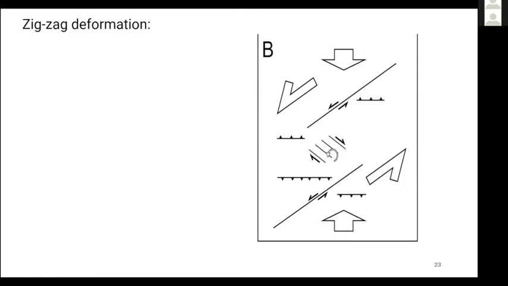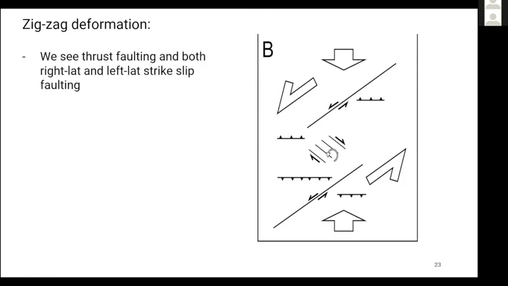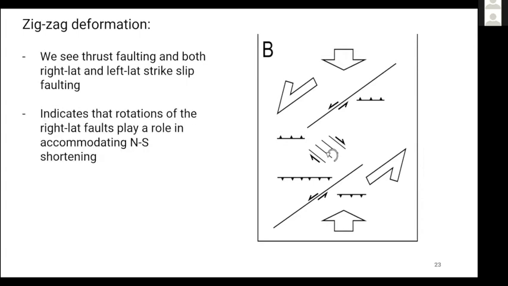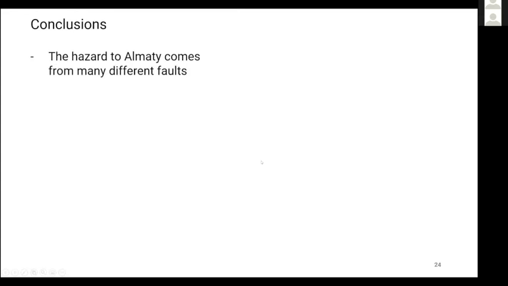So how can they be right lateral? Well, we think that these right lateral faulting here works if you have counterclockwise rotations of the blocks that are trapped in between the thrust faults and the strike slip faults. So this is our regional concept for how this basin in front of the northern Tian Shan is deforming.